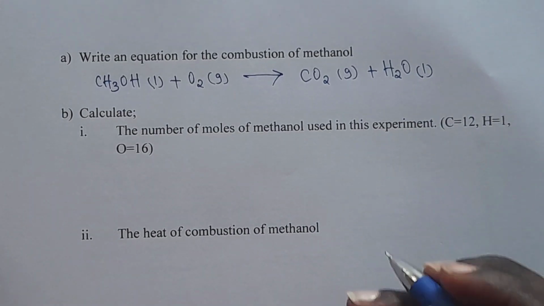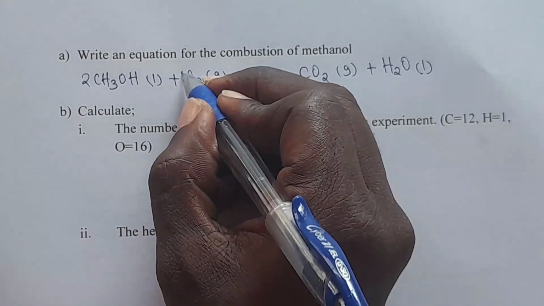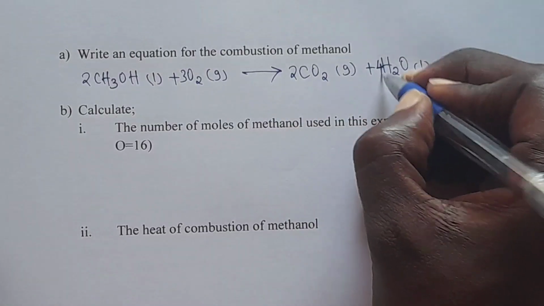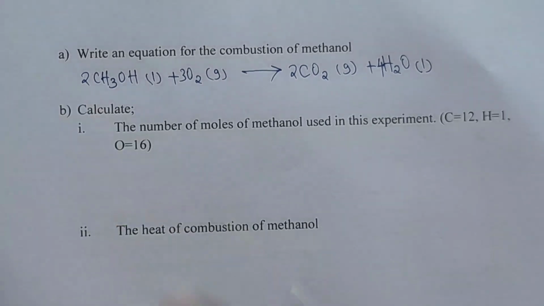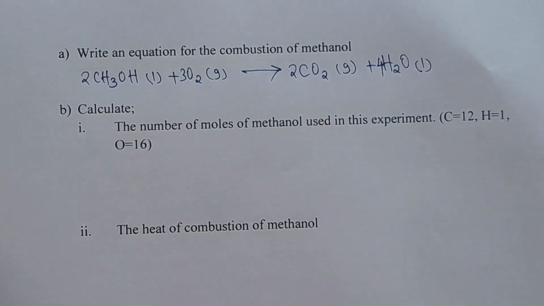So to balance it, we are going to put 2 in the side of methanol, and we are going to put 3 in the side of oxygen. We are going to put 2 and also 4, like that. So this equation will be balanced if you put 2 in the side of methanol, 3 in the side of oxygen, 2 in the side of carbon dioxide, and 4 in the side of water.